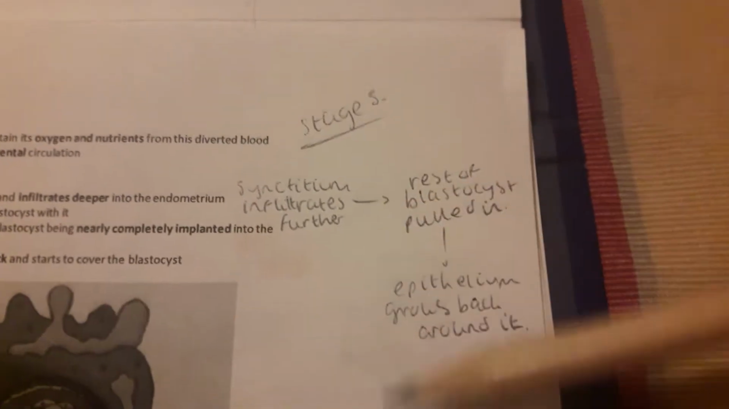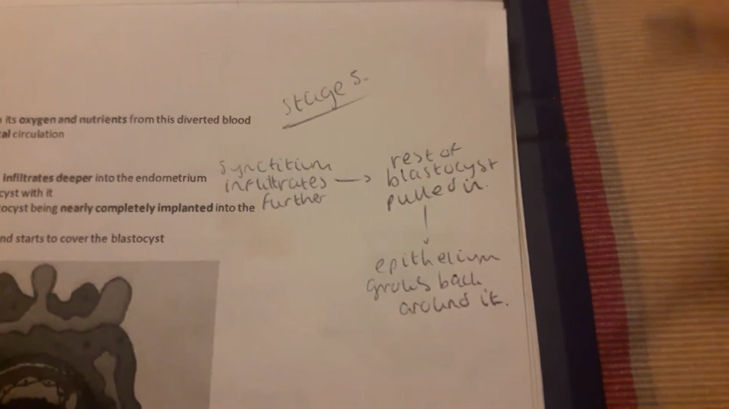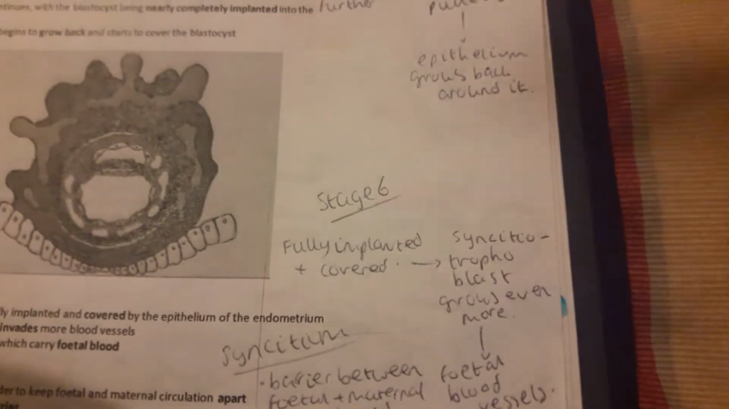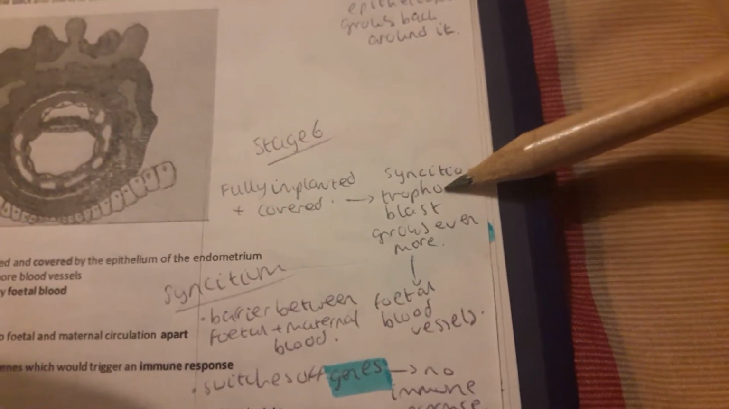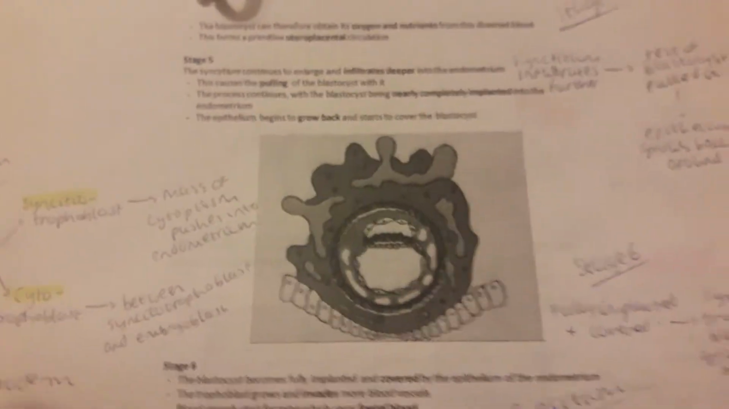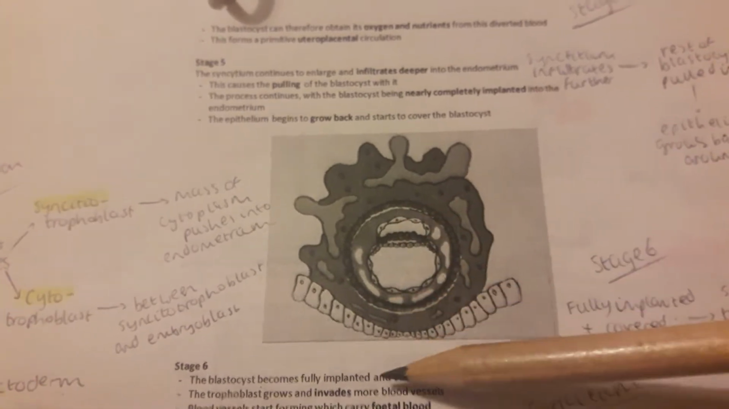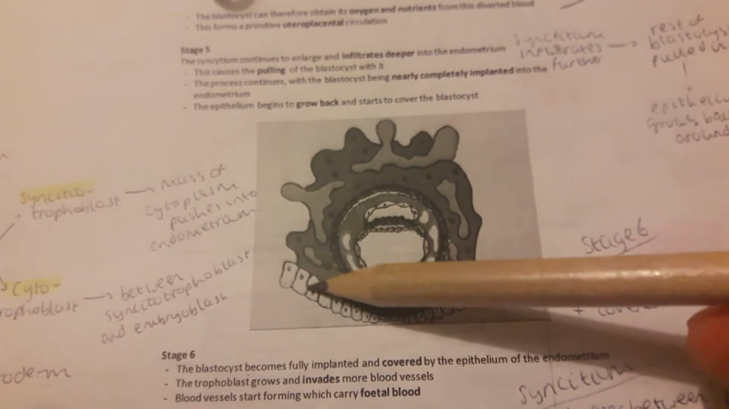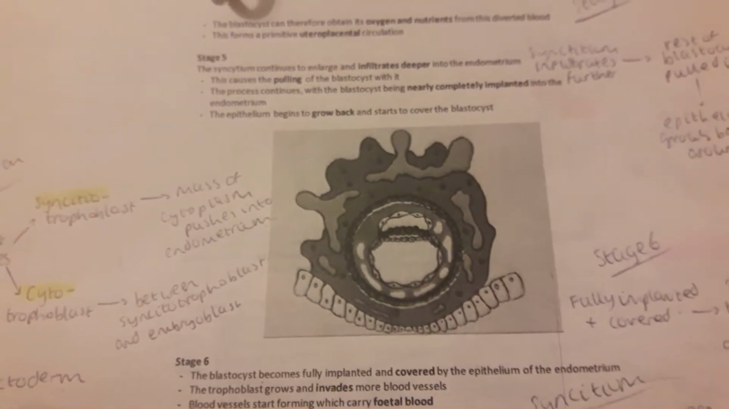In stage 5, the syncytium infiltrates even further, and the rest of the blastocyst is pulled in, and the epithelium grows back around it. Finally, you have stage 6, which is pretty straightforward. The blastocyst is now fully implanted and covered by the epithelium, which is growing back around it in stage 5. And the syncytiotrophoblast grows even more to form fetal blood vessels. And you can see stage 5 and 6 here with the blastocyst fully into the uterus wall, with the endometrium grown back around it.